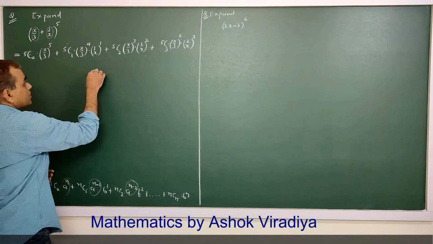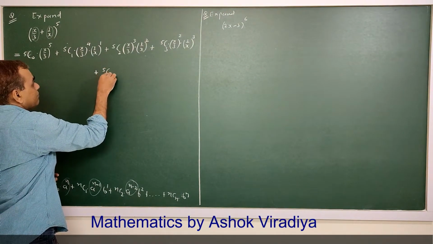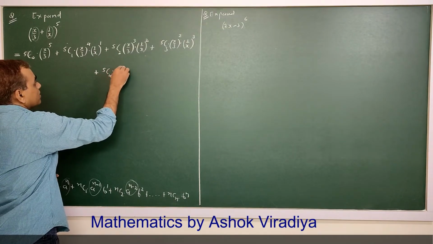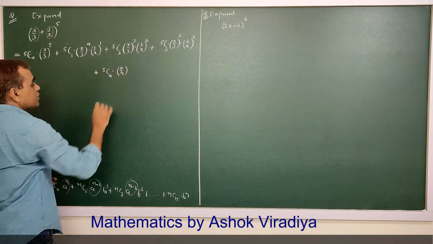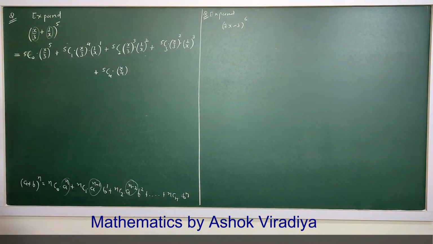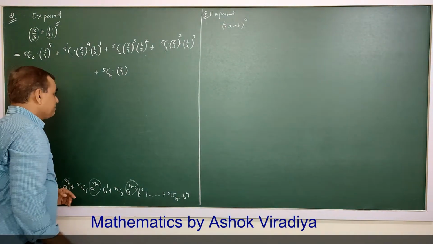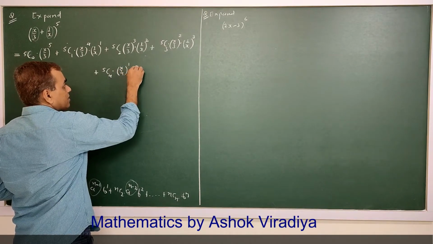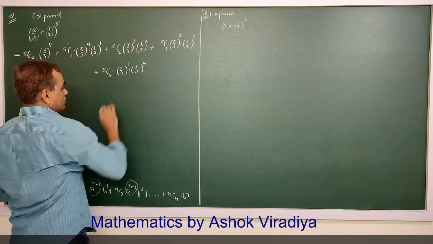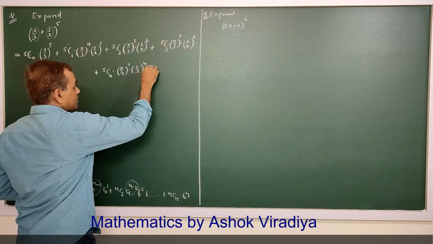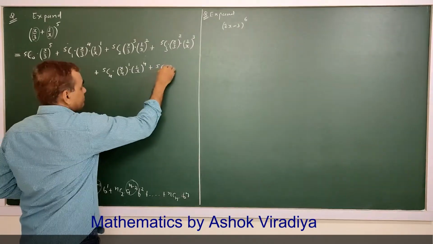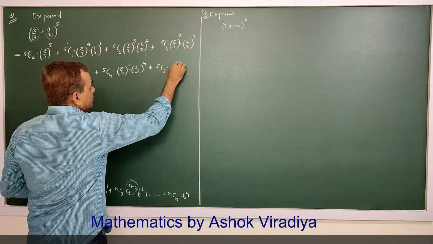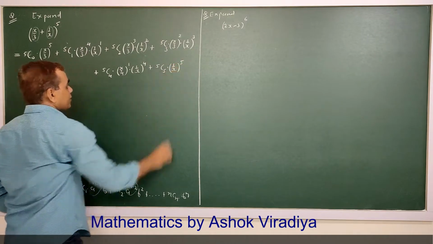Then plus 5c4 a raised to n minus 4, so 5 minus 4 is 1, b raised to 4, plus 5c5 b raised to 5.